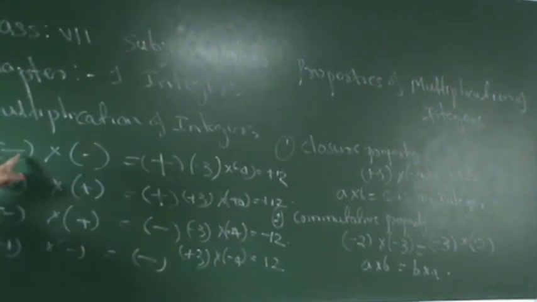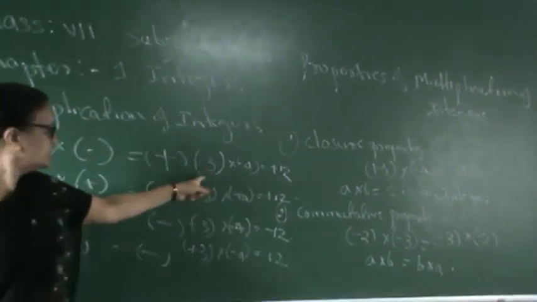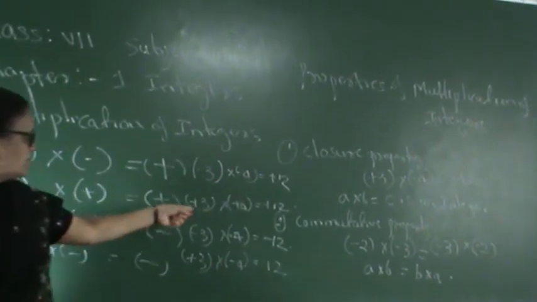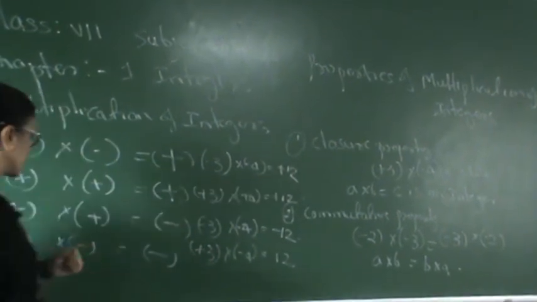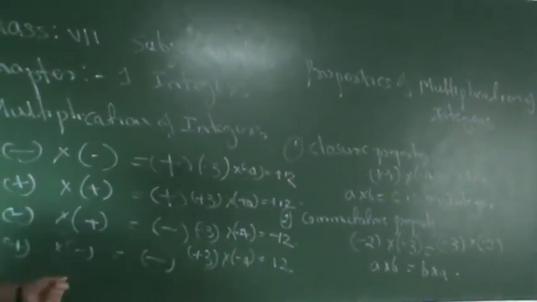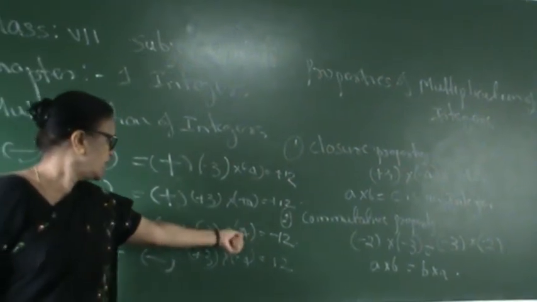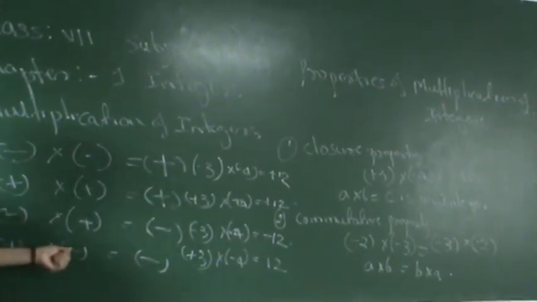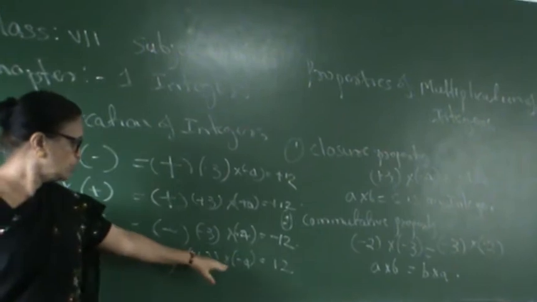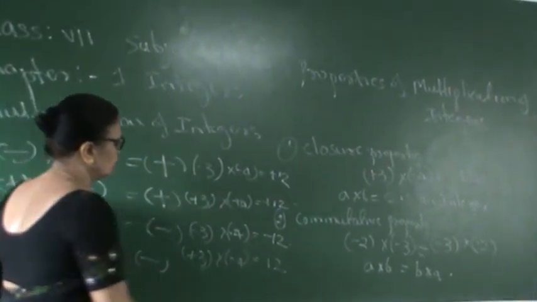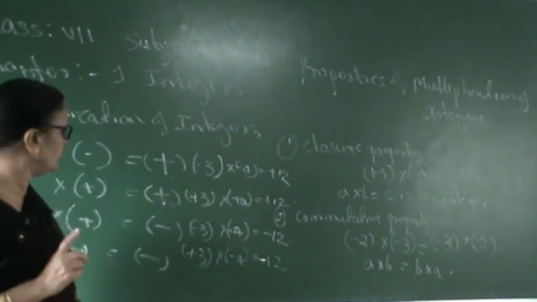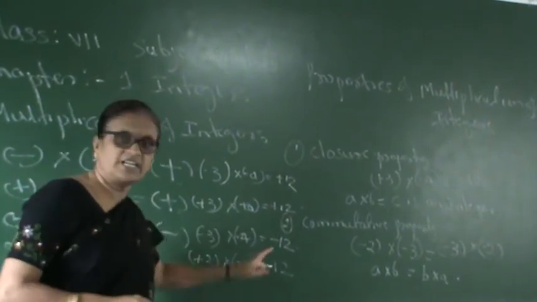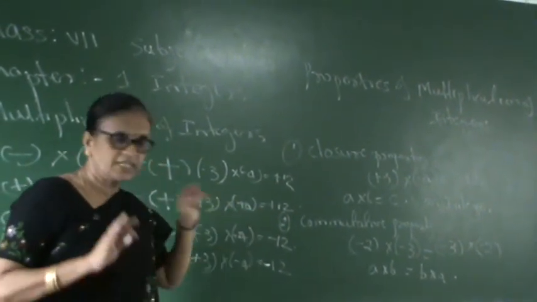See here. Two negative integers, you will get plus. Minus 3 into minus 4 is plus 12. Plus into plus is plus only. Plus 3 into plus 4 is equal to plus 12. Minus 3 into plus 4 is equal to minus 12. Then plus into minus is minus, so plus 3 into minus 4 is equal to minus 12. Purposely I have taken the same numbers. See the different answers you are getting. Two times you are getting positive, two times you are getting negative.